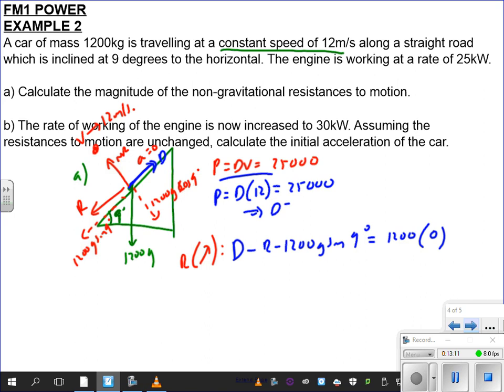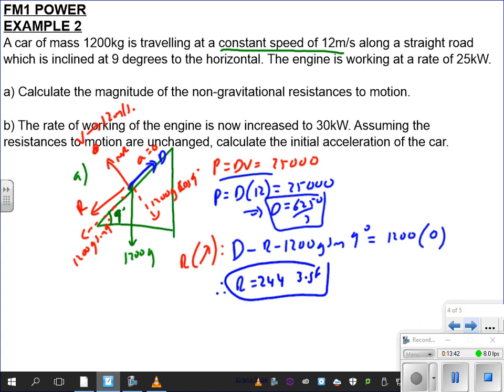25,000. So therefore D is 25,000 over 12, which is 6250 over 3, which means I can find R by subbing that into there. So if I rearrange, I get that answer. Take away 1,200 times 9.8 times sin 9. And we're there. So we should get 243.66, so 244 to 3 SF. Okay, great.